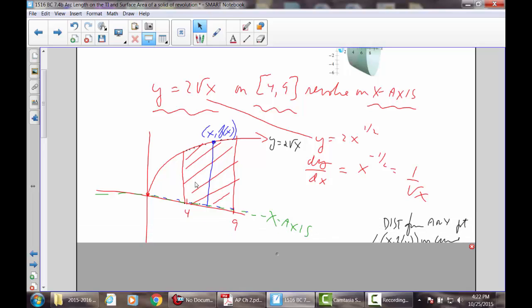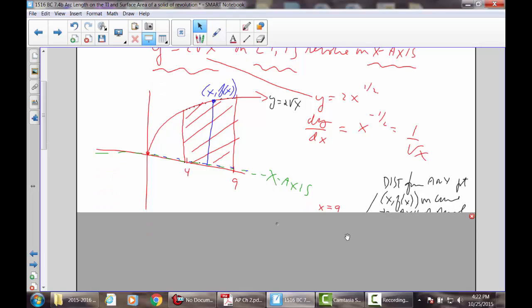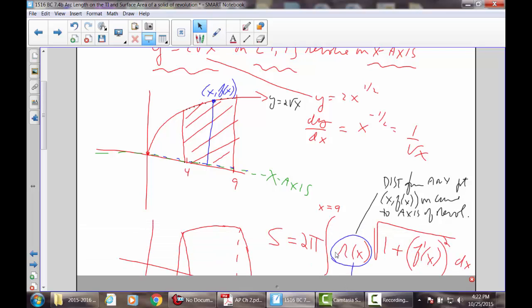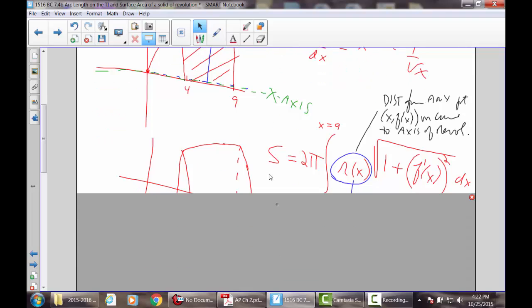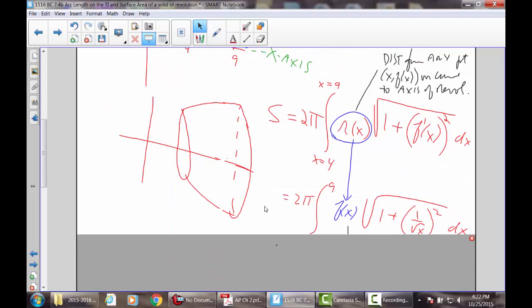We can look at this two-dimensional flat surface that did get rotated. And there is our point on the curve x, f of x. Since our y is 2x to the half, our derivative is 1 over root x. That famous distance from any point x, y on the curve to the axis of revolution, since the axis of revolution happens to be the x-axis, the distance from any point to the x-axis is going to be the y-coordinate of that point in this case.